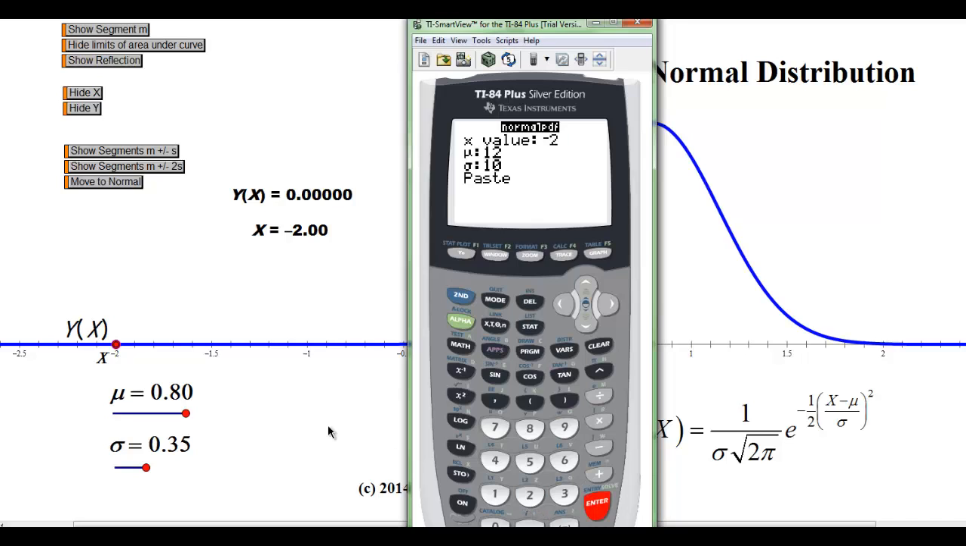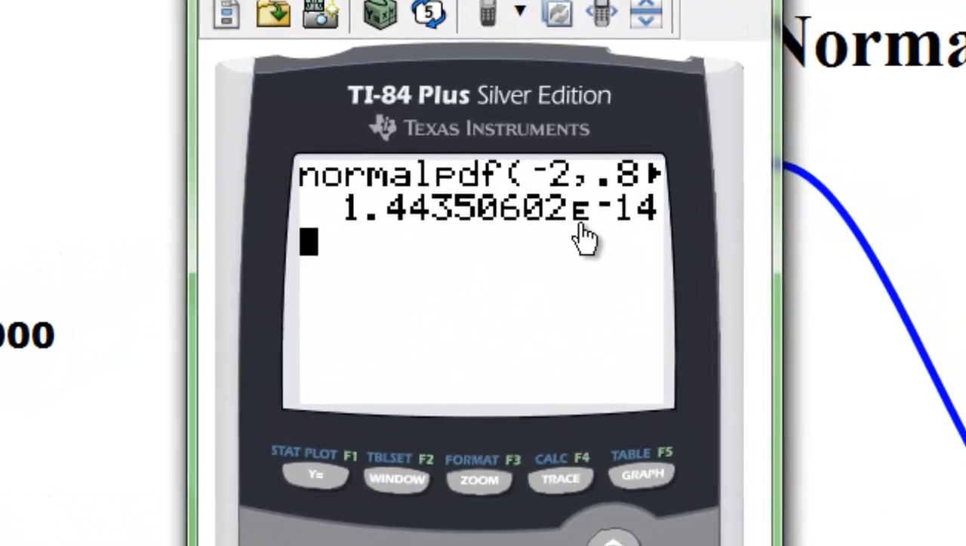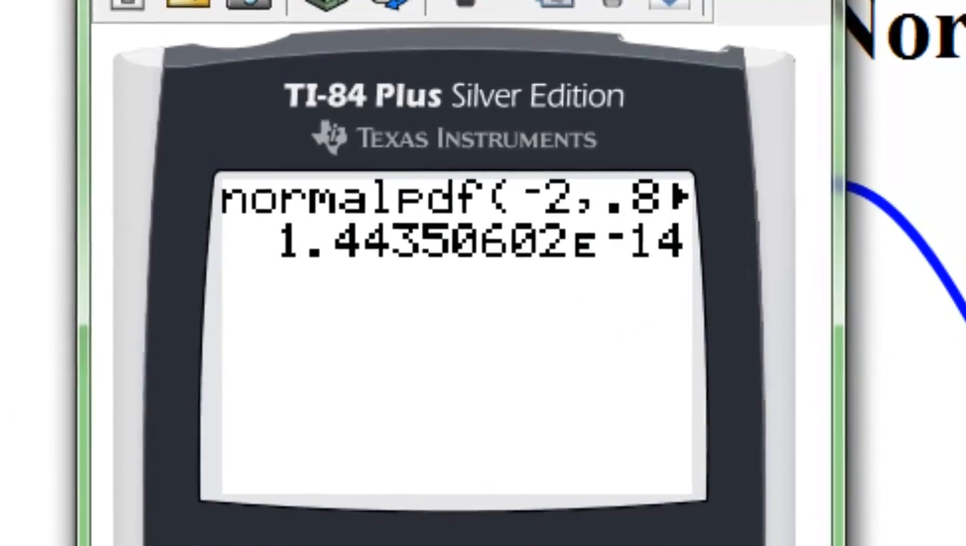So we hit enter. And the value of mu is 0.8. That's the mean. And the value of the standard deviation is 0.35. We hit enter. Now we paste that into our main window. Let's double check. The x is -2. The mean is 0.8, and the standard deviation is 0.35. That's correct. So let's calculate it. Oh my goodness. Look what this says. This is 1.44444 and so on, times 10 to the -14.